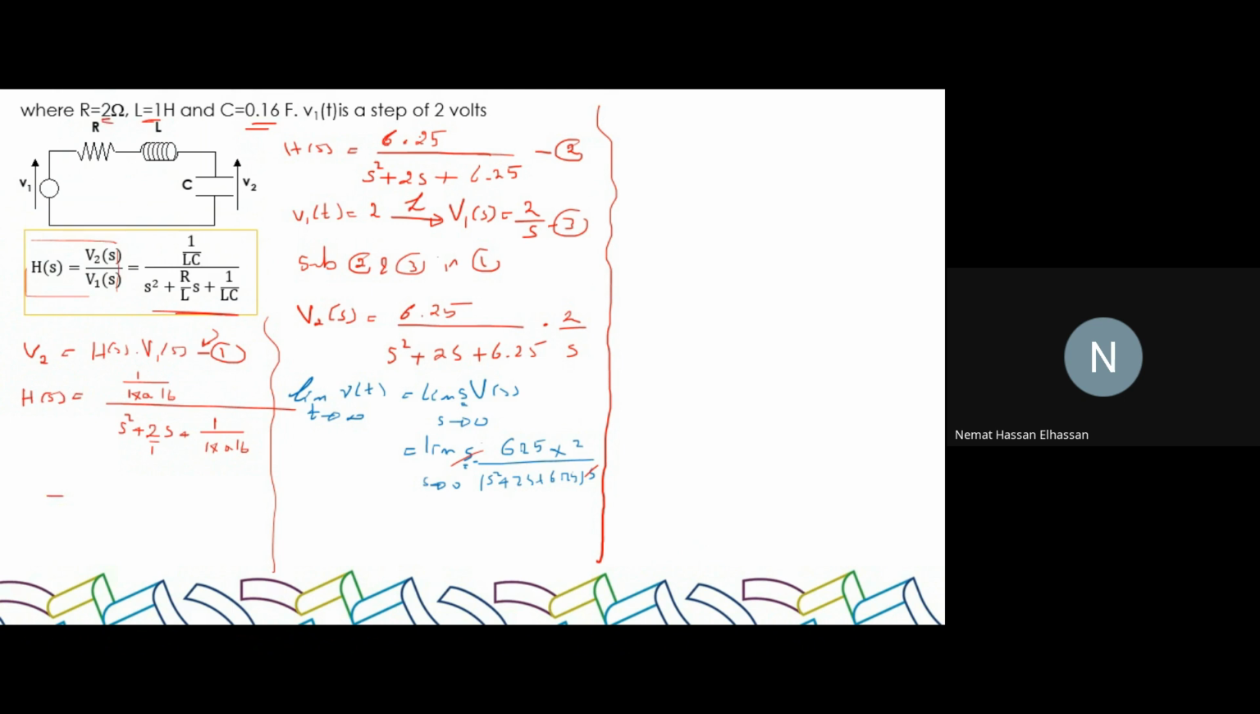So I'm going to substitute every term with s on it as s is 0, which means the term with s squared is 0. The term with 2s is 0. So what do I have left? 6.25 times 2 divided by 6.25, which is equal to 2. So the static voltage is equal to 2. The limit when v of t when t is equal to infinity is 2.